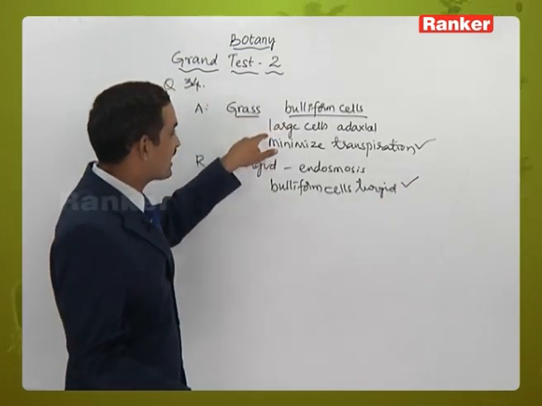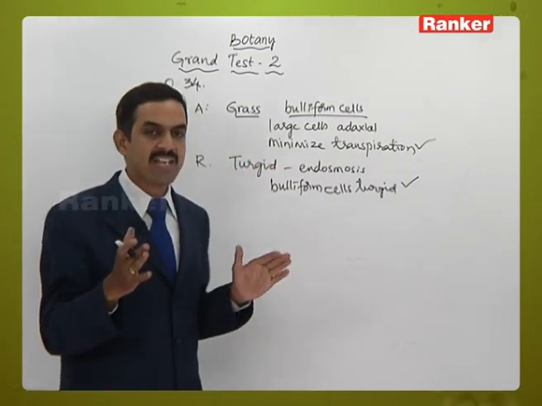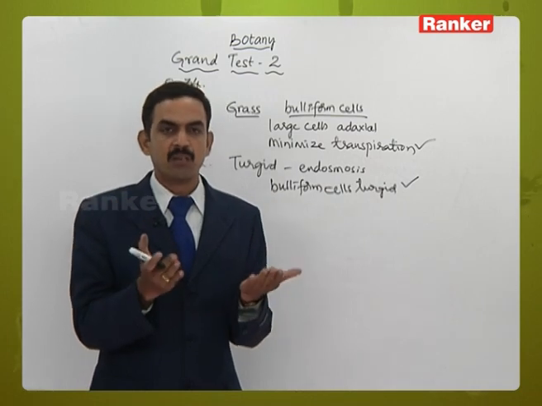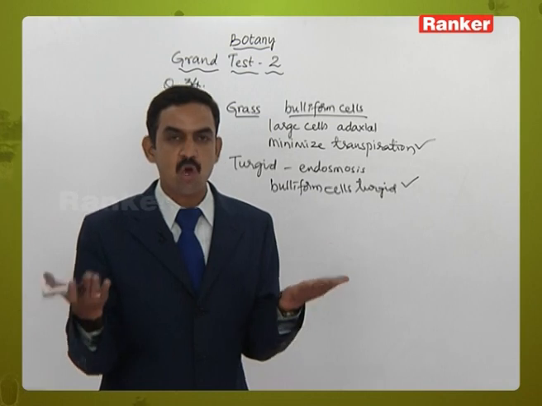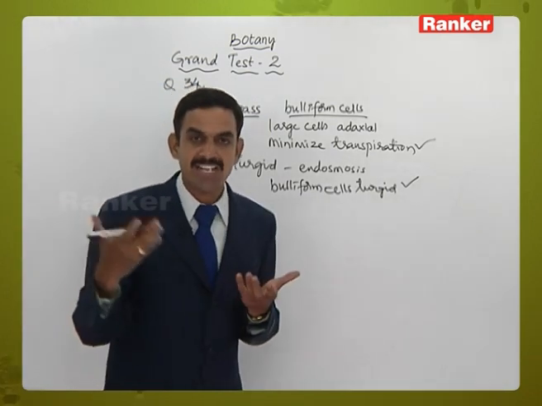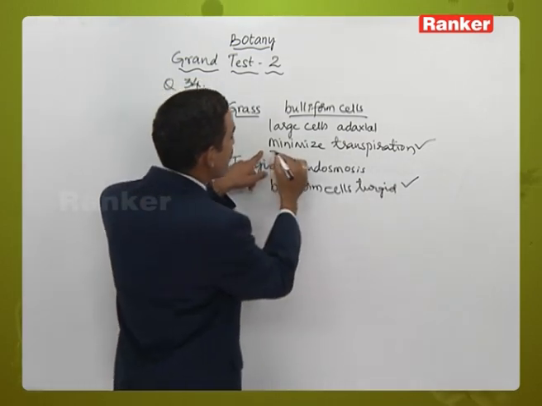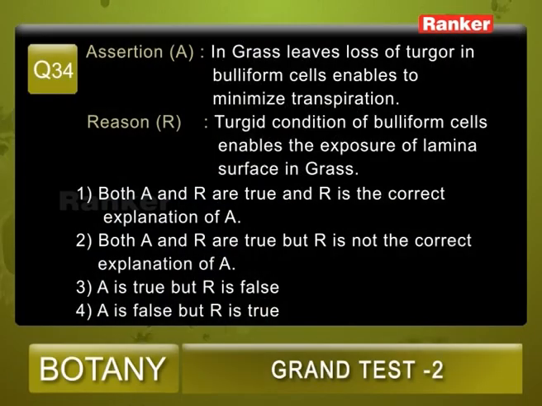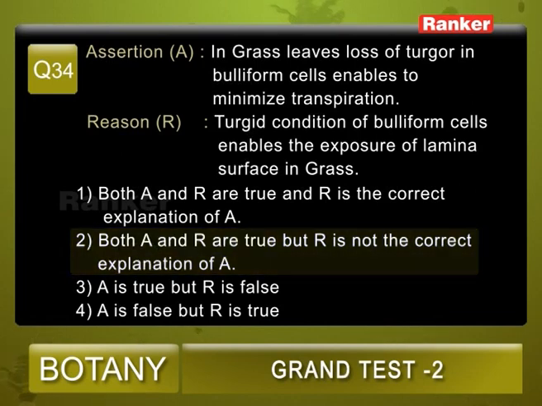The assertion is related to minimizing the transpiration, but in this condition, what we are saying is that due to turgidity of the bulliform cells, the leaf lamina will be exposed. When the leaf lamina is exposed, all the stomata are exposed to the sunlight. When all the stomata are exposed, what happens? The rate of transpiration will increase, right? But the assertion is related to minimizing. Okay, that means both A and R are correct, and R is not a correct explanation of A. So question number 34, the correct answer is 2.